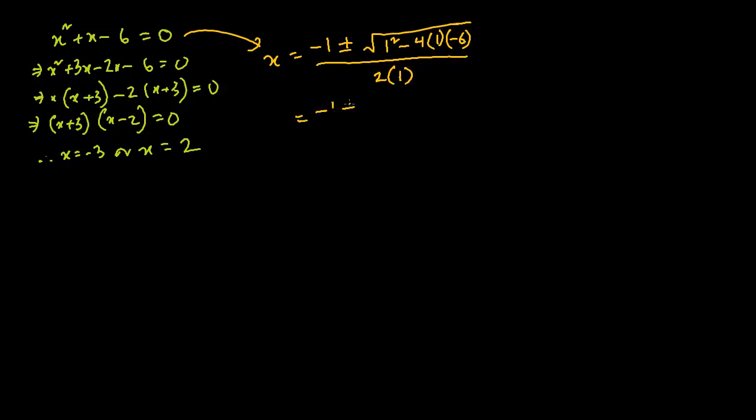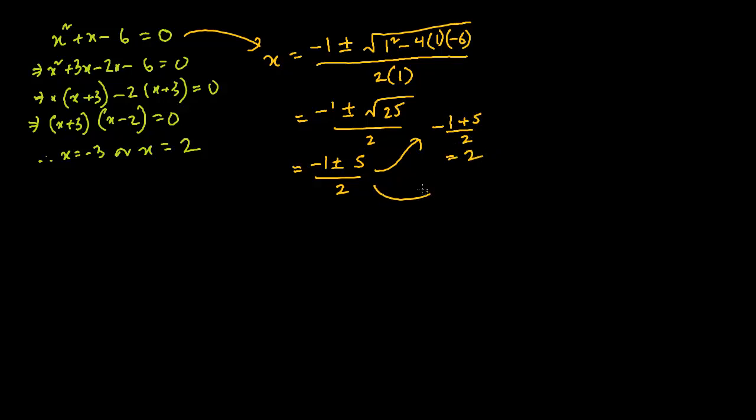So this would be minus 1 plus minus root over 1 squared is 1, minus 4 into minus 6 is 24. So 24 plus 1 is 25, divided by 2. So this would be minus 1 plus minus root over 25, which is 5, divided by 2. Now plus minus means two things written together. So it means minus 1 plus 5 by 2, which is 5 minus 1 is 4, 4 by 2 is 2. And the other is minus 1 minus 5 by 2, which is minus 6 by 2, minus 3.